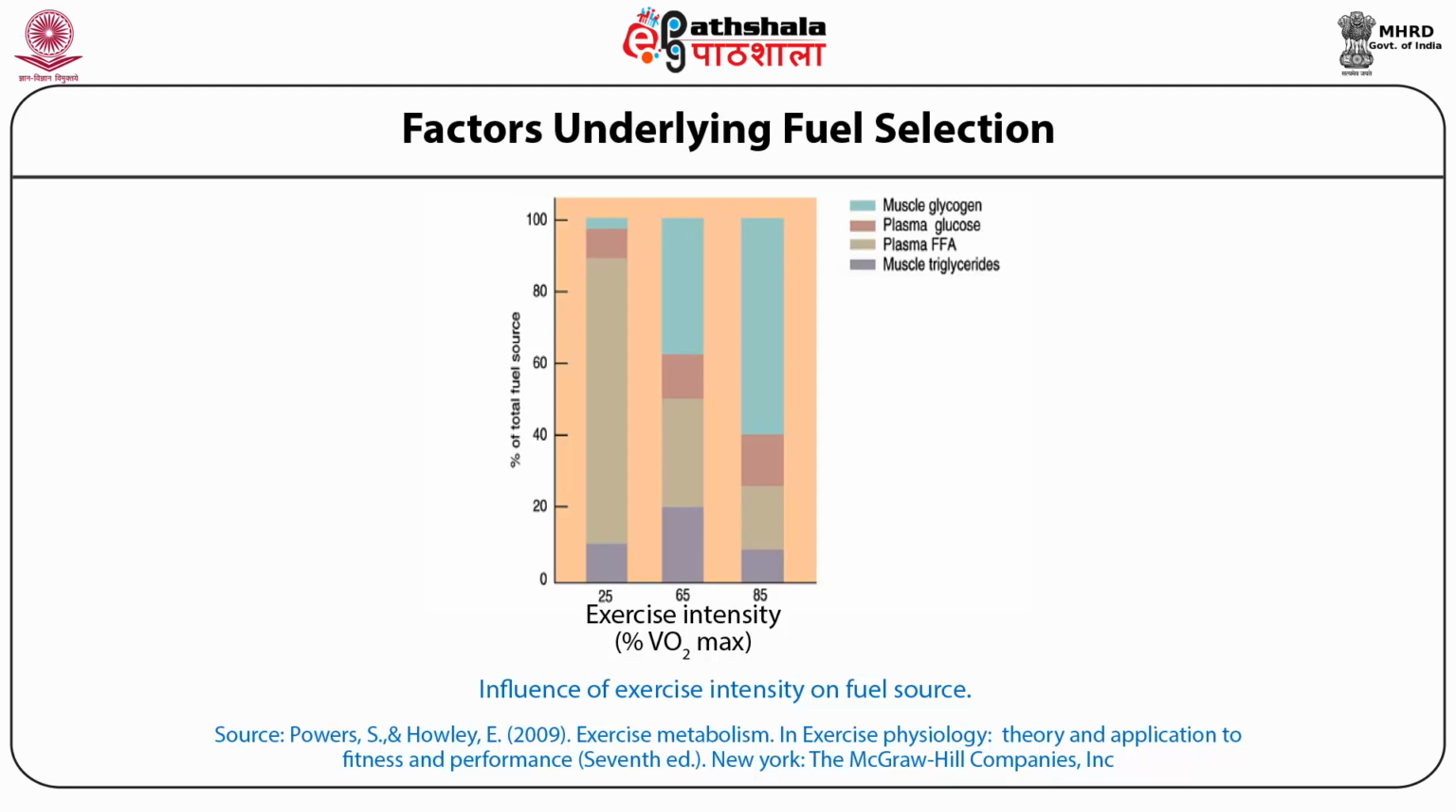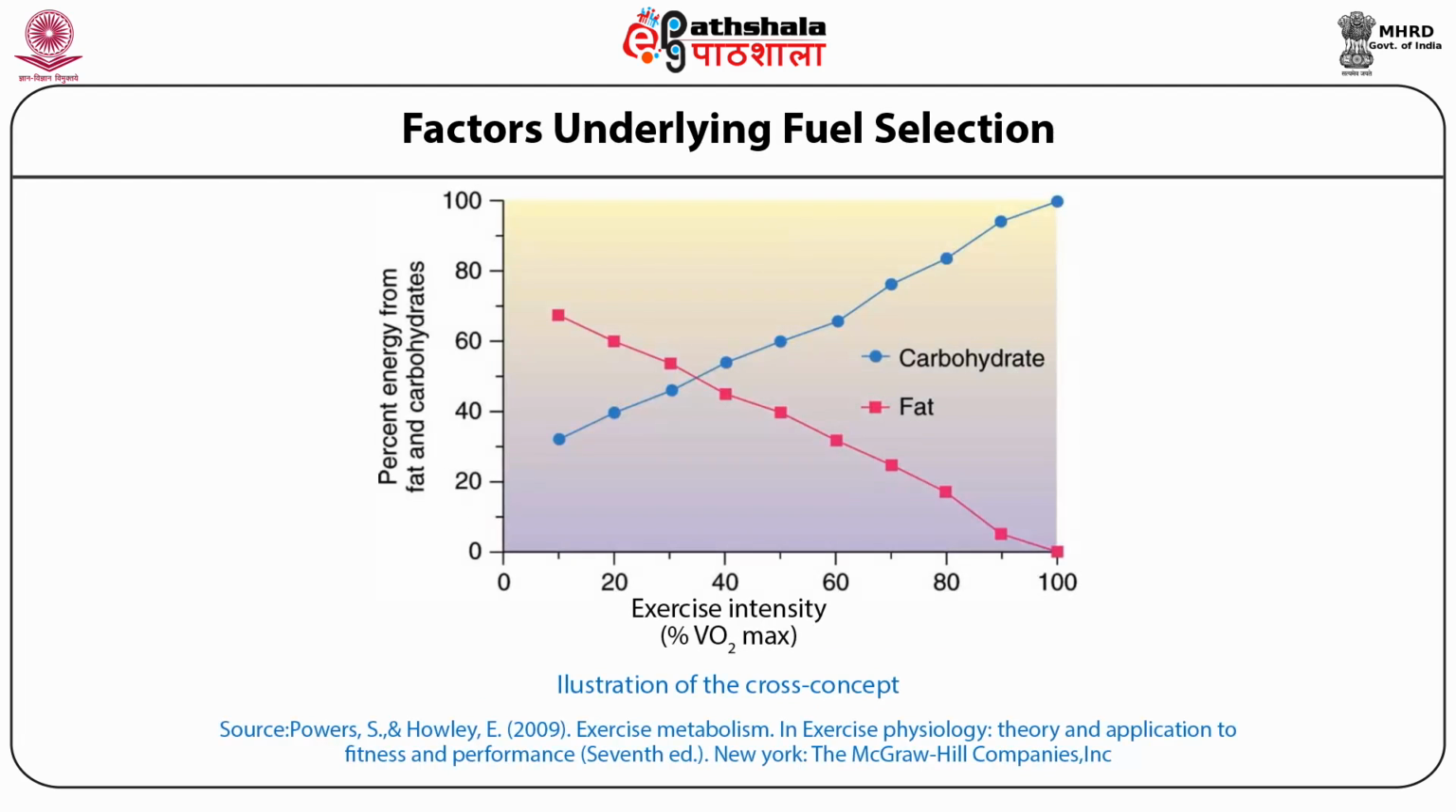Carbohydrate and fat contribute energy equally during more moderate intensity exercise, as illustrated here, which shows the relationship between the exercise intensity and percentage of the total fuel sources. At higher exercise intensities, that is when VO2 max is approximately 50%, total energy expenditure and total fat oxidation is higher, but a lower percentage of the energy expenditure comes from fat.